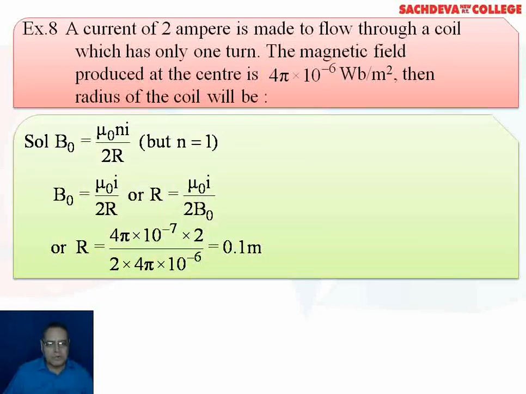Now check up the solution. Magnetic field at O is given by the function mu naught N I over 2R. R is the radius, and the number of turns is 1. So computing the values, B naught is found to be mu naught I over 2R, or R is equal to mu naught I over 2B naught. Compute the values, get the value of R, which is found to be 0.1 meter.